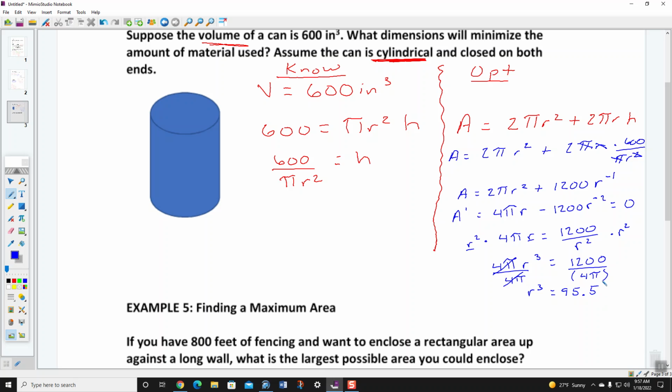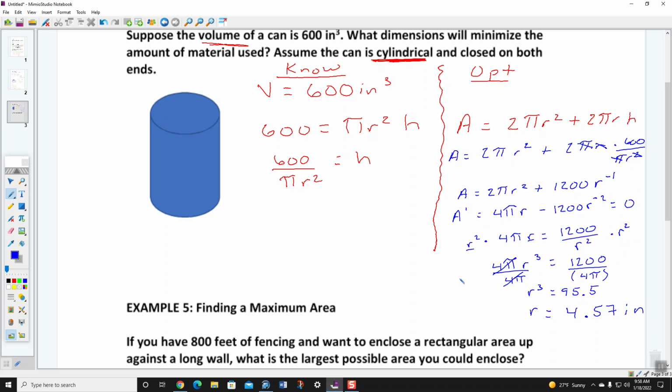So my question is, how do you find r now at this point? Cube root of 95.5. So anybody have the cube root of 95.5? I got it, about 4.57. The volume was measured in cubic inches, wasn't it? So that means that radius would be 4.57 inches, wouldn't it?